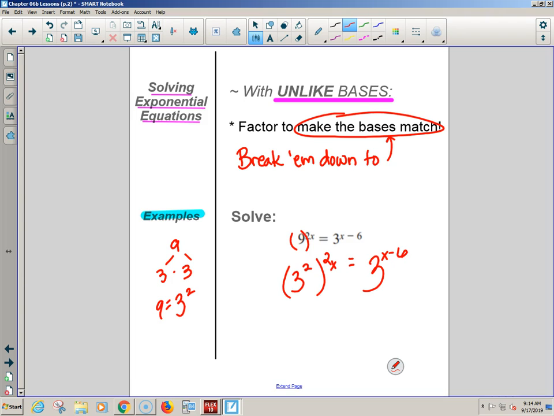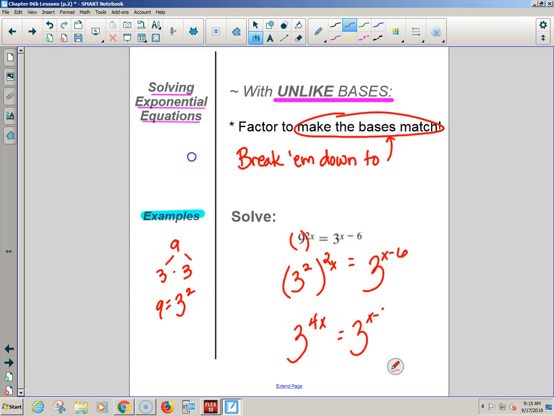Now, we're almost to where we can ignore. We are so close, except there are still parentheses we need to get rid of. So how can we simplify the left-hand side one more step? This would be 3 to the power of what? Power to a power, we multiply. And 2 times 2 is 4 times x is 4x. So 4 and x.